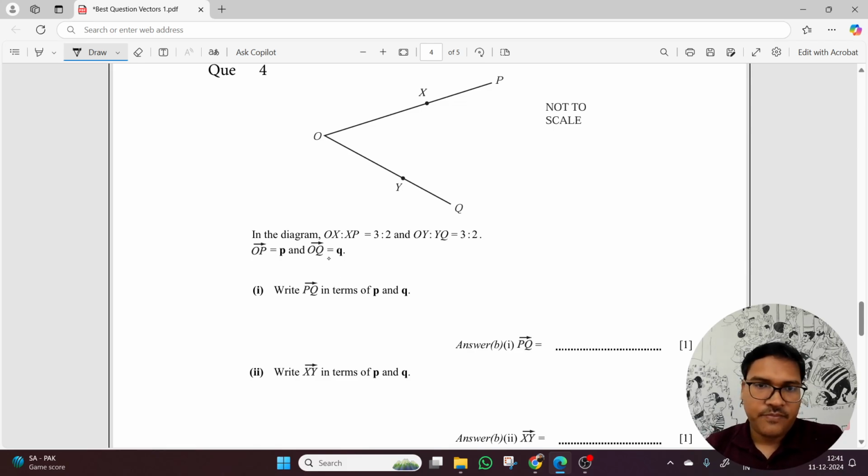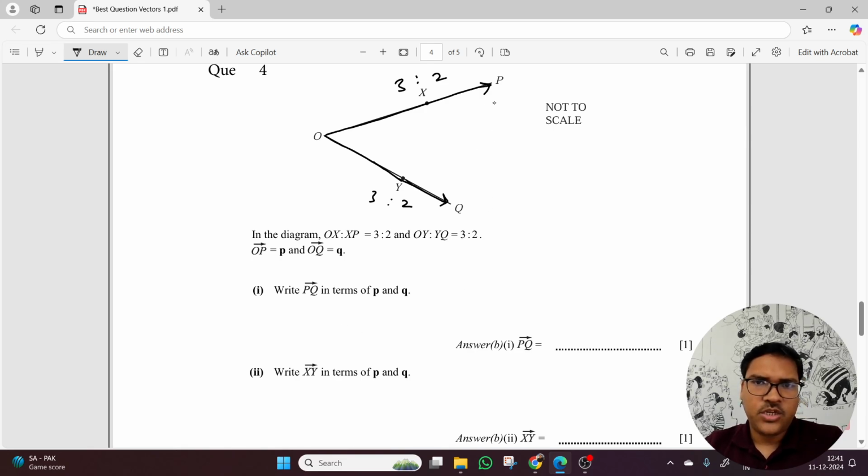Now the next question is, let OX is to XP be 3 is to 2. This ratio is 3 is to 2. And the ratio OY is to YP is 3 is to 2. And this is given that OP vector is P, and this OQ vector is Q. Now write PQ vector in terms of P and Q.